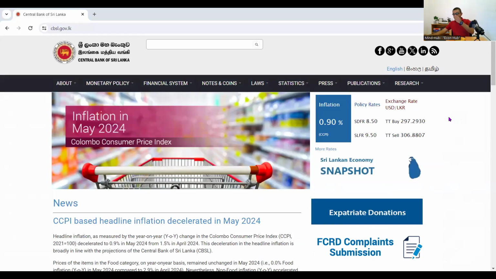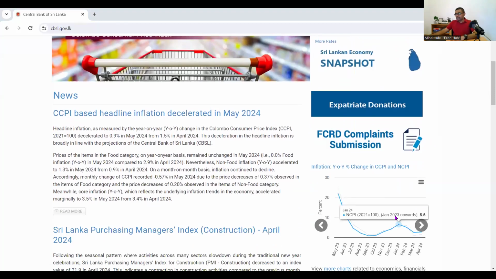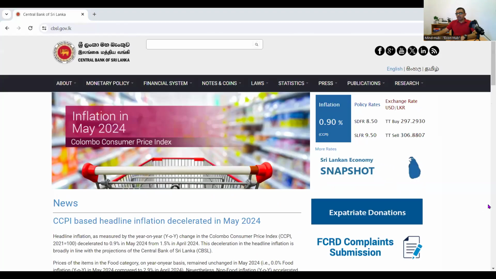But let's try to get an understanding. Now today's exchange rates they have mentioned. Based on a buying rate of 297 rupees per dollar and a selling rate of 306 per dollar. As you guys know, the rupee has appreciated over the last 3-4 months now. So they do give us an idea about the exchange rate.